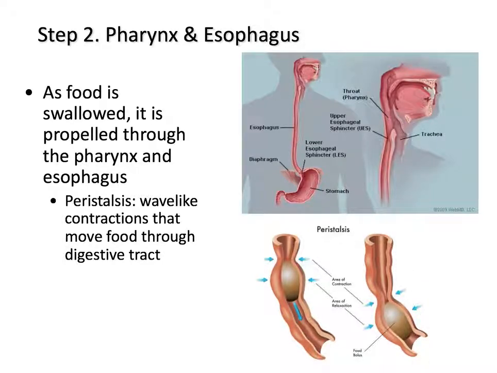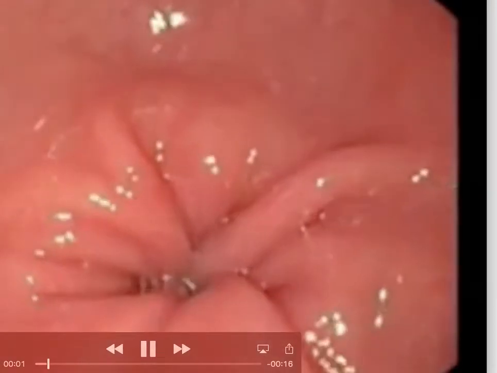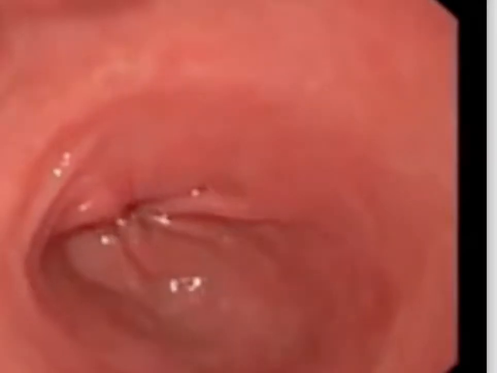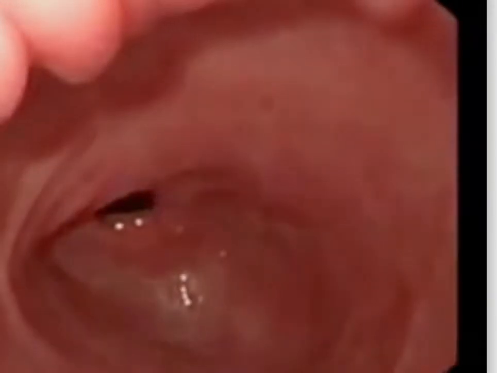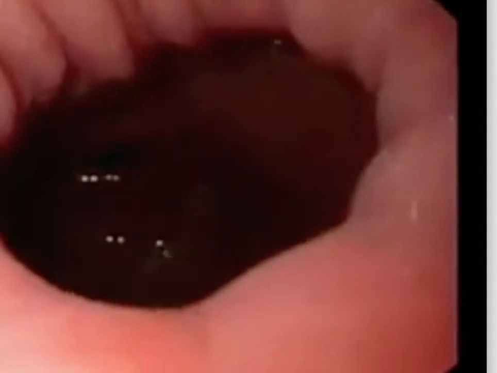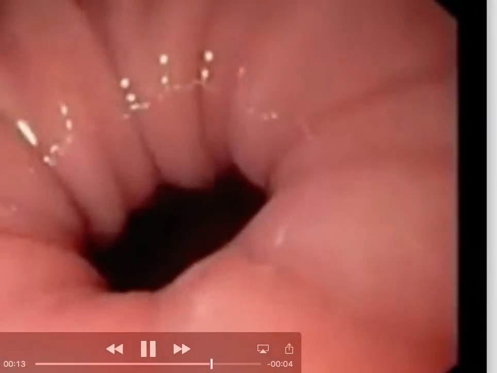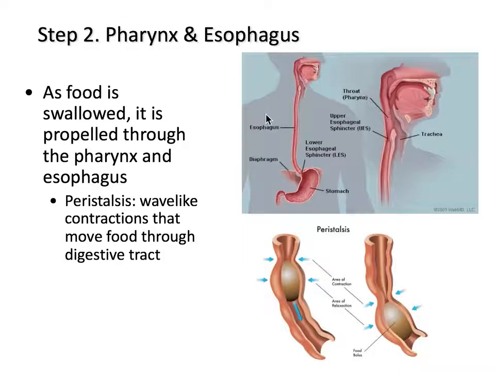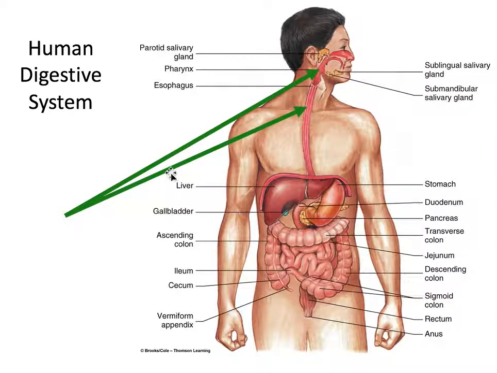So I want to show you an actual endoscopic video of peristalsis right here. Okay, and you can see a peristalsis wave happening. This is actually not in the esophagus, but instead it's in the stomach. And you can see that wave taking place here, where the food is then able to be moved along the digestive system. Okay, so after this point, and here we are right now, we started in the mouth, right? We went through the pharynx, and this is the esophagus.